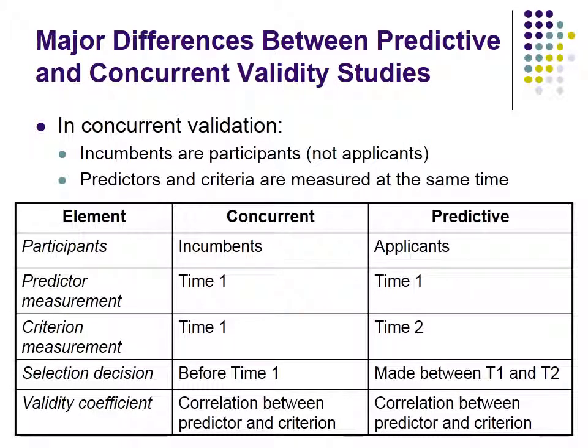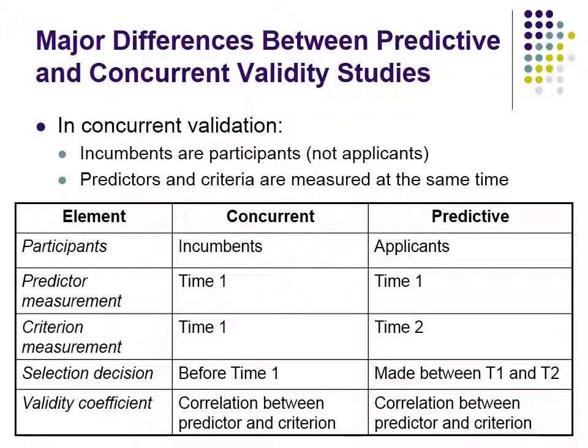So the major differences between predictive and concurrent validity studies. In concurrent validation, we're looking at incumbents, not applicants. The predictors and the criteria are measured at the same time. So for participants in a concurrent study, it's incumbents. In a predictive study, it's applicants. In a concurrent study, we're collecting the predictor data, the selection tests, and the performance data at the same time, time one and time one. In a predictive study, we're collecting the selection, the prediction measurement, in time one, and then we're collecting actual performance from those applicants once they've been hired at time two.